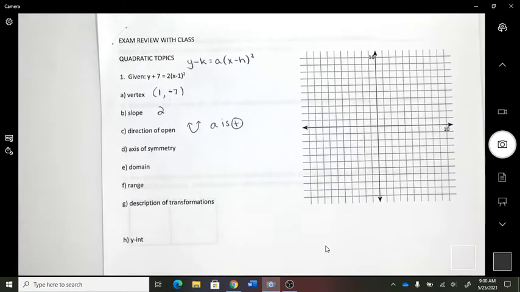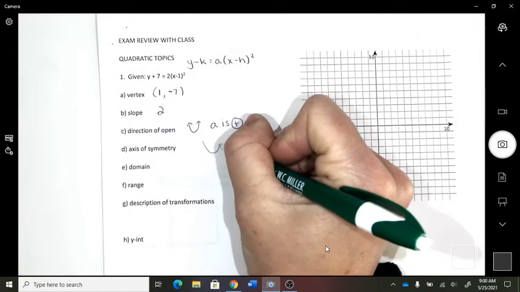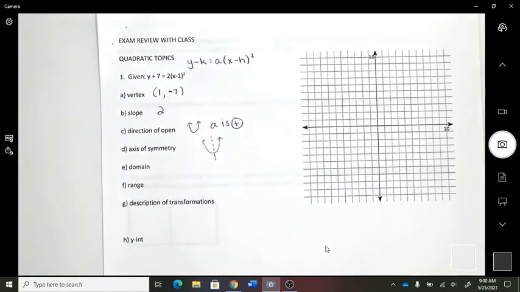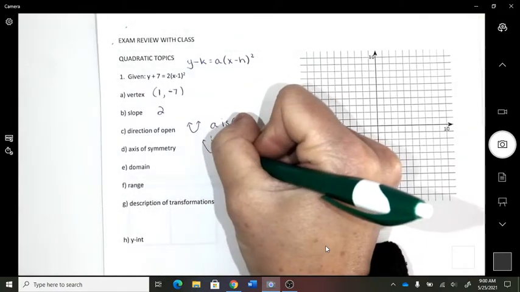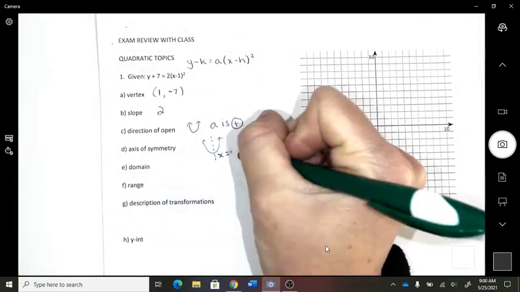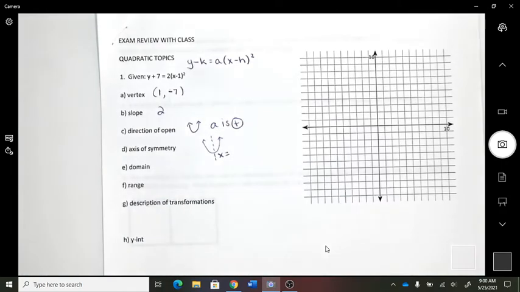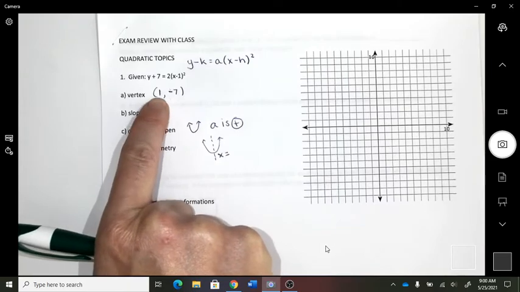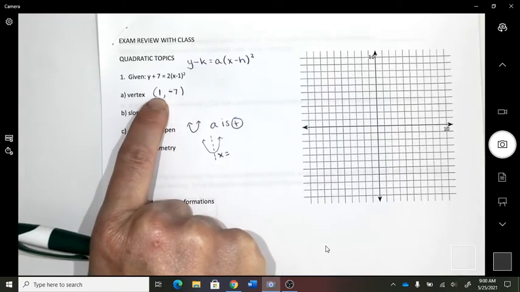Okay, and the axis of symmetry. So remember what the axis of symmetry was? It's this vertical line. It cuts it down the middle. It folds it over. And it's always x equals, and what is the x value it cuts through? It cuts through an x value of 1.